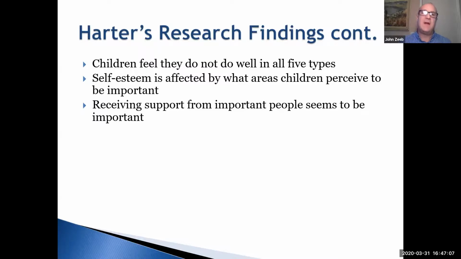In other words, self-esteem is not necessarily internally derived. Even though it kind of seems that way, sometimes outside sources contribute to that, as we've mentioned earlier.